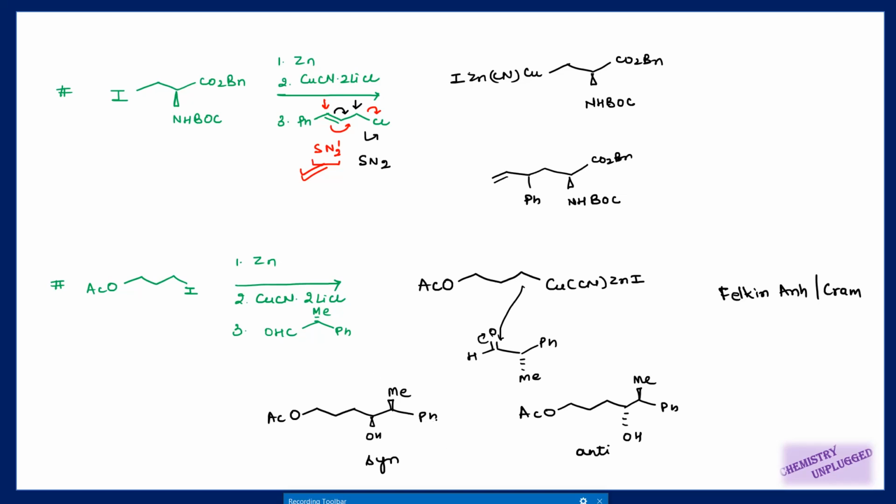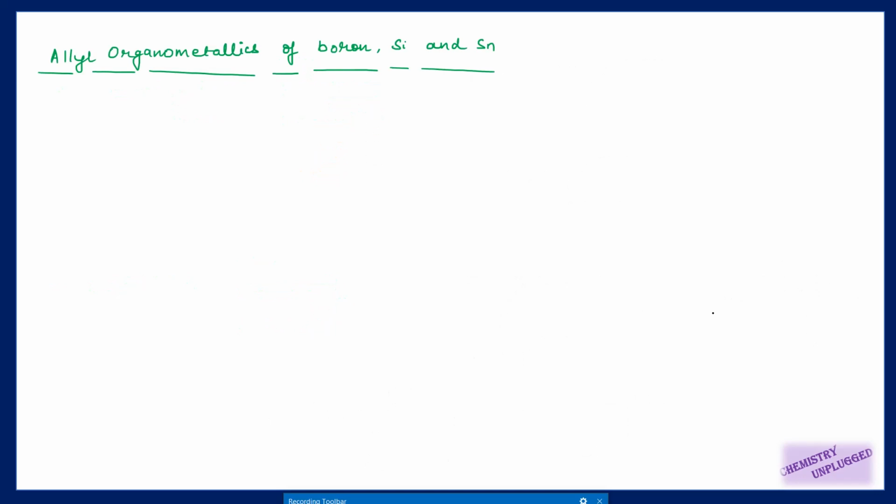So try this one. In this particular case you will get a higher amount of syn product. This will be your major product, right? But try to find out its structure using these two models. Then we will take allyl organometallics of boron, silicon and tin.